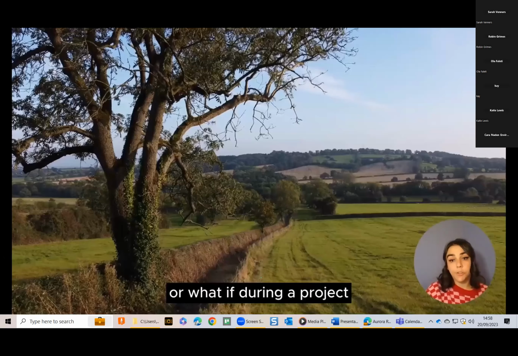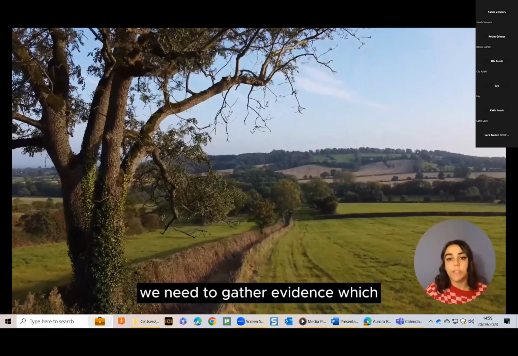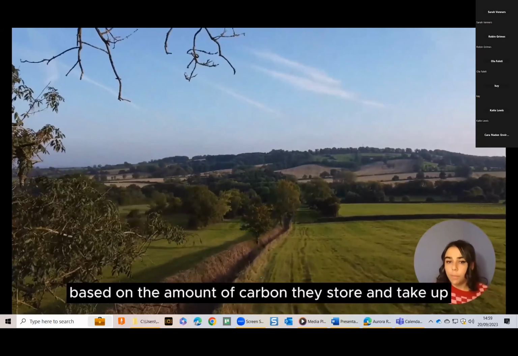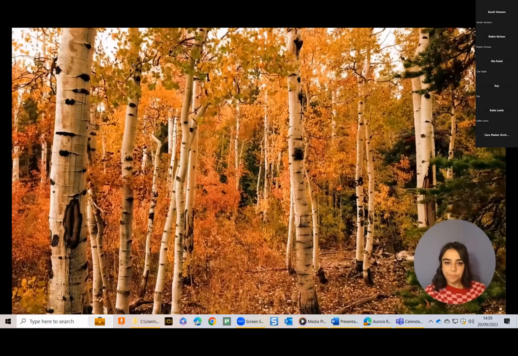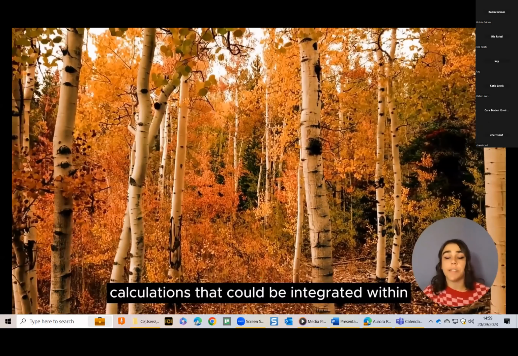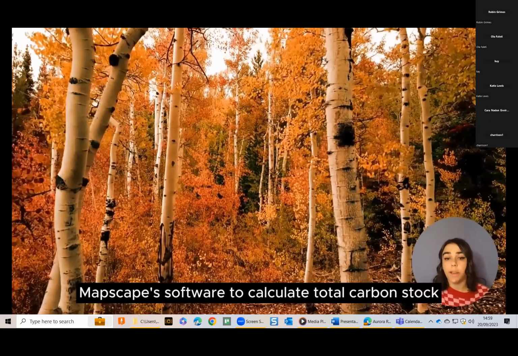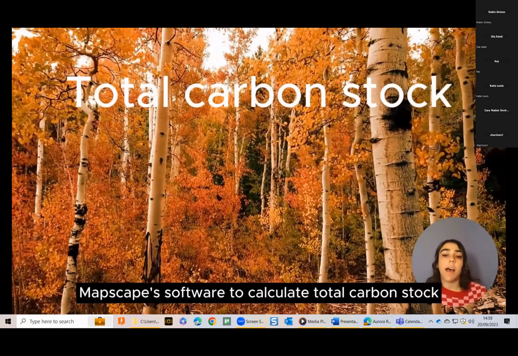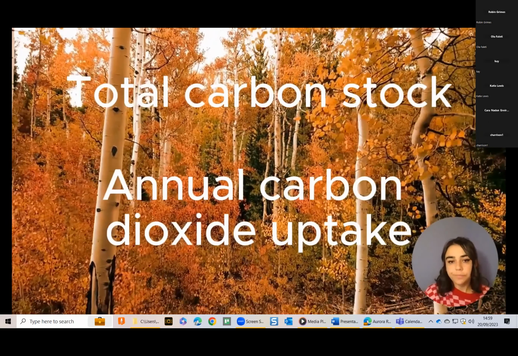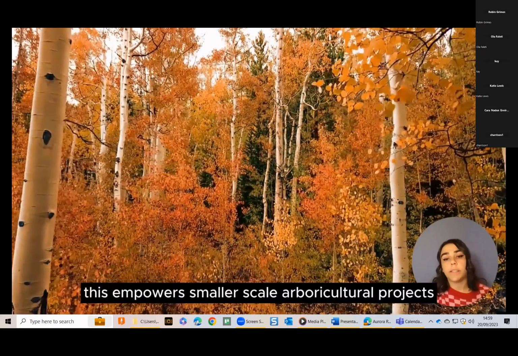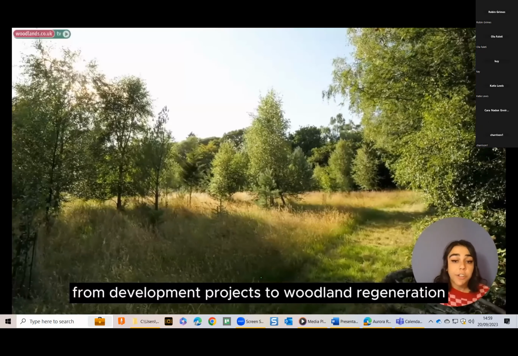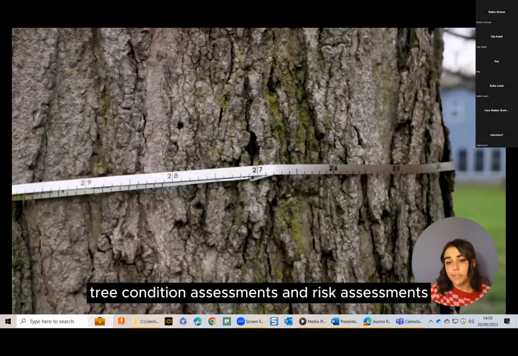Or what if during a project we need to gather evidence which justifies that it's worth keeping trees and hedges based on the amount of carbon they store and take up? My research project involved producing carbon dioxide calculations that could be integrated within Mapscape software to calculate the total carbon stock and annual carbon dioxide uptake in trees and hedges. This empowers smaller scale arboricultural projects, from development projects to woodland regeneration, tree condition assessments, and risk assessments.